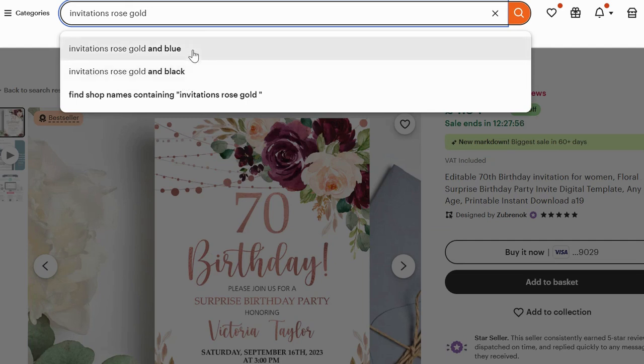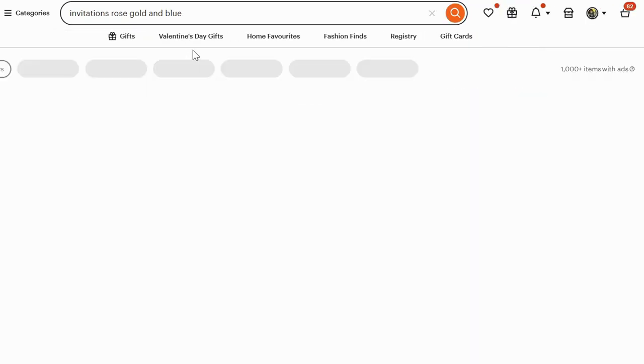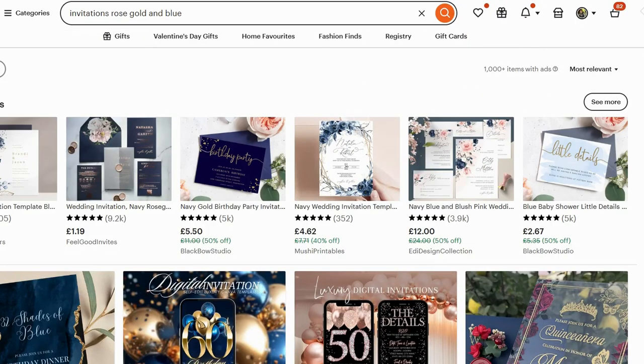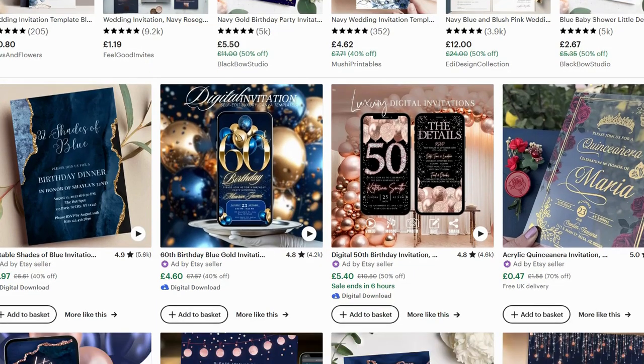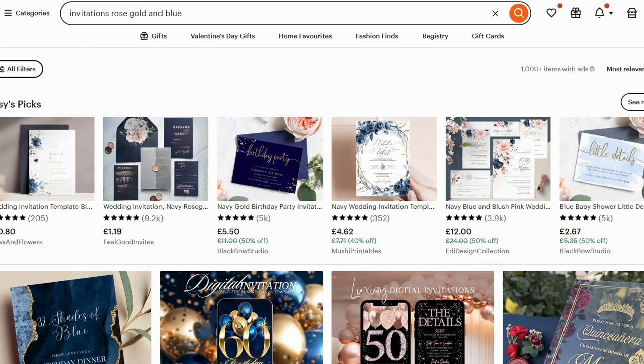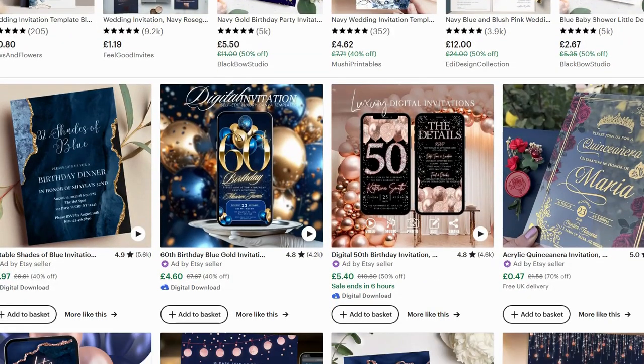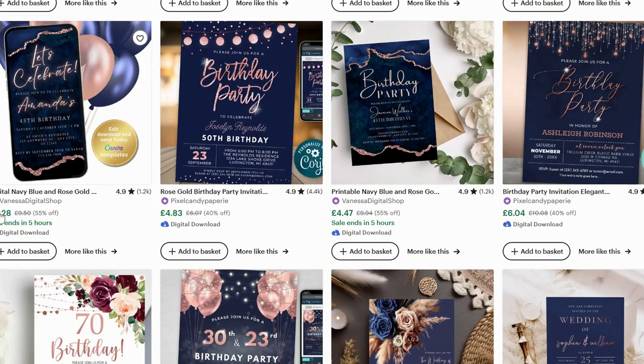And so what I would then do is click into invitations rose gold and blue and just have a look and see what's on this first page. I'm going to see how many items there are in Etsy. But what I'm going to do is scroll through this page and see what's showing up. So we were looking for rose gold and blue, and we're initially seeing blue and gold. So this one is blue and gold with kind of marble. We've got blue and gold here. And then we're starting to see some of this rose gold and navy blue.